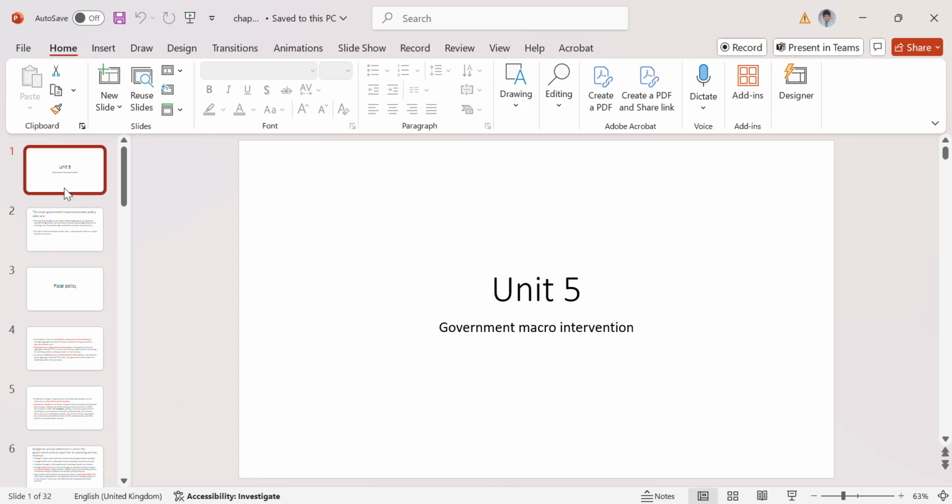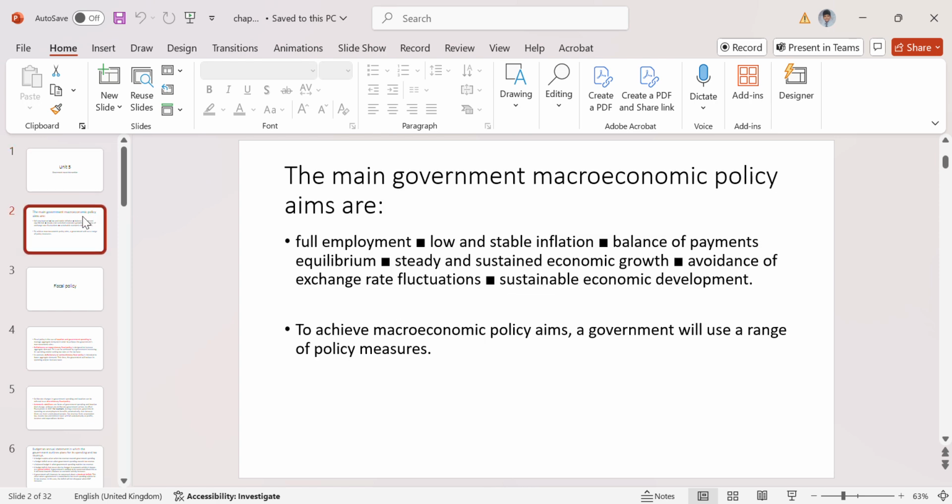Today we are going to talk about the various policies used by the government at macro level. Before we start that, we already know that in macroeconomics, the government aims to achieve the following objectives: full employment level, low and stable inflation, balance of payment equilibrium, steady economic growth, avoidance of exchange rate fluctuations, and sustainable economic development. And in order to achieve these objectives, the government uses fiscal, monetary, and supply side policies.